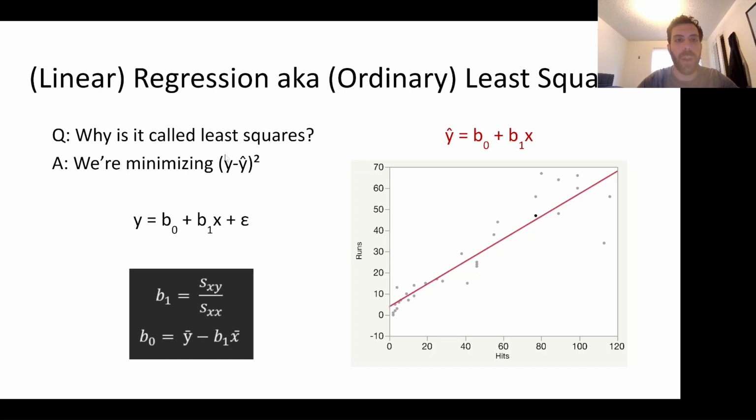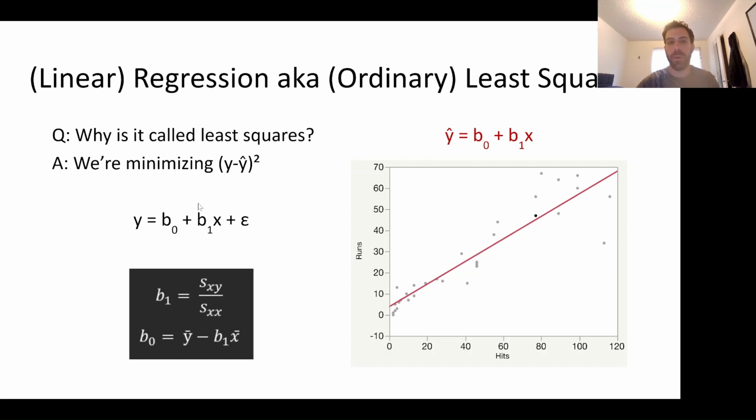Now, I wrote those errors as y minus y hat here because y hat, again, is the predicted value and y is the actual value. You could also write them as epsilon. So these two equations seem very similar, right? But there is a difference.